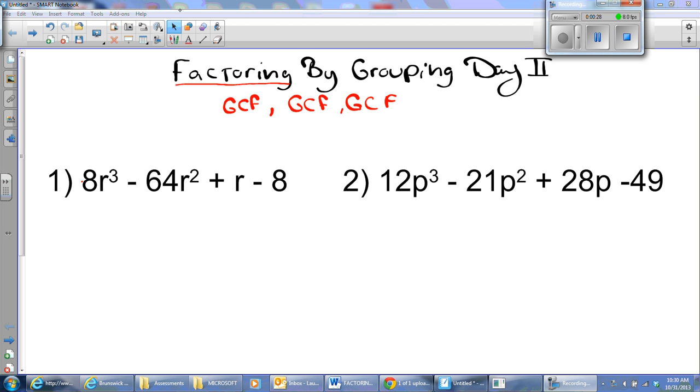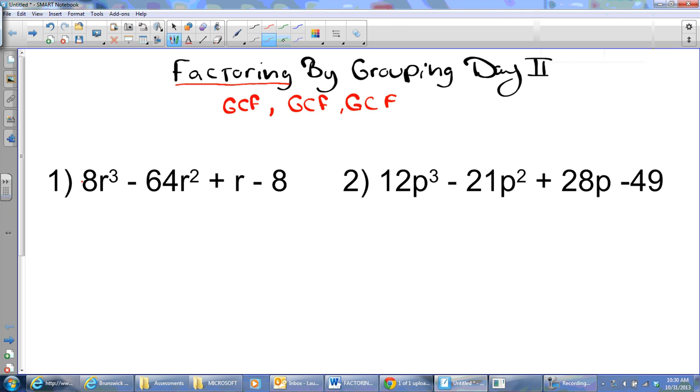Anyway, today we are going to be factoring by grouping. We're going to spend a second day on this. And remember that we're just going to GCF, GCF, and then GCF one more time. So let's get down to it. There's 4 problems here. If you feel comfortable enough, you can pause the video and work the problems out, I think that's a great idea. And then watch for my solutions.